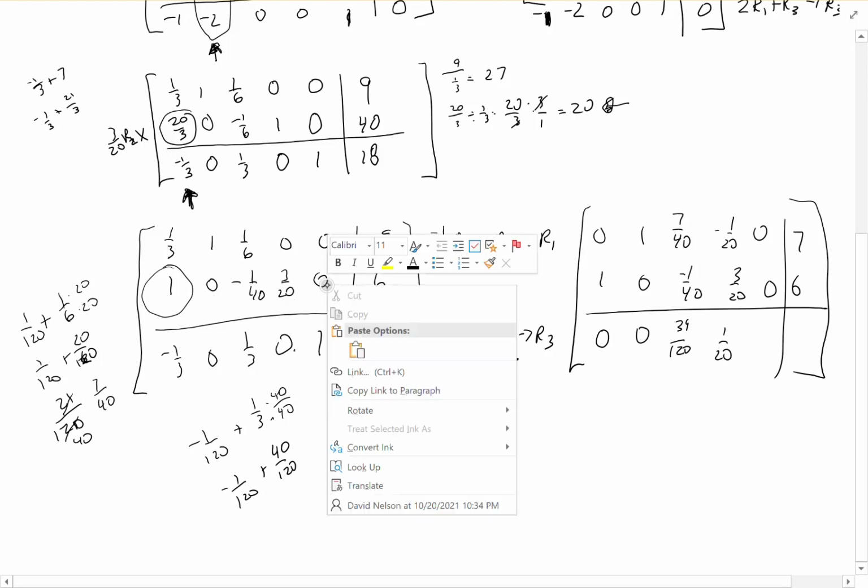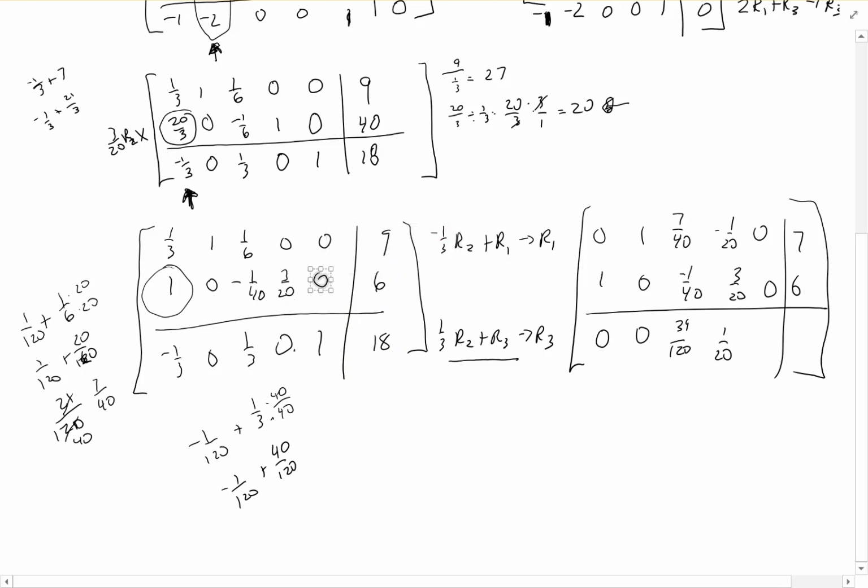1/3 times 0 is 0. 0 plus 1 gives us 1. And 1/3 of 6 is 2. 2 plus 18 gives us 20. So now I am at the ideal solution. My bottom row is all positive, so I know we're at that ideal solution.